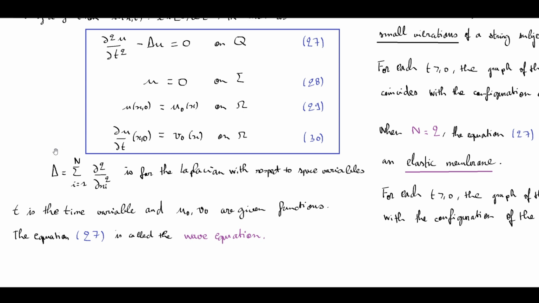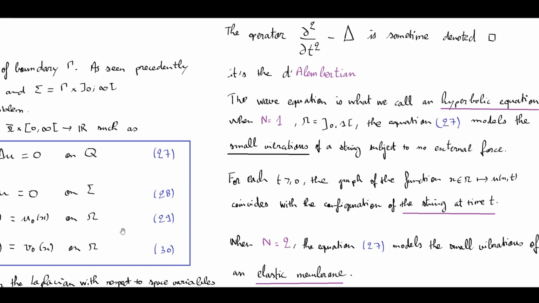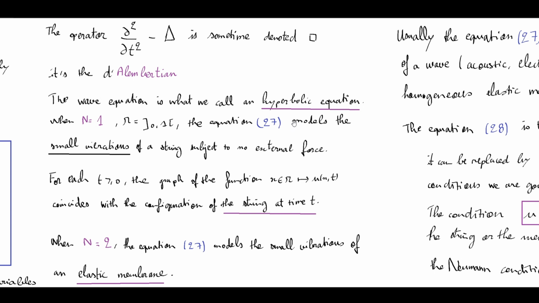Laplacian is meant to describe the Laplacian with respect to space variables. t is the time variable and u0, v0 are given functions. The equation 27 is called the wave equation. Now, the operator d squared over dt squared minus Laplacian is sometimes denoted with a little square. It's the D'Alembertian. The wave equation is what we call a hyperbolic equation.